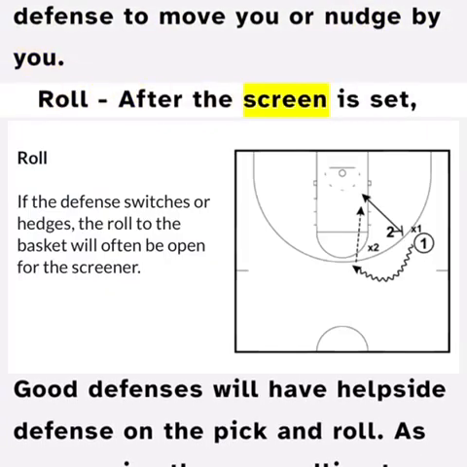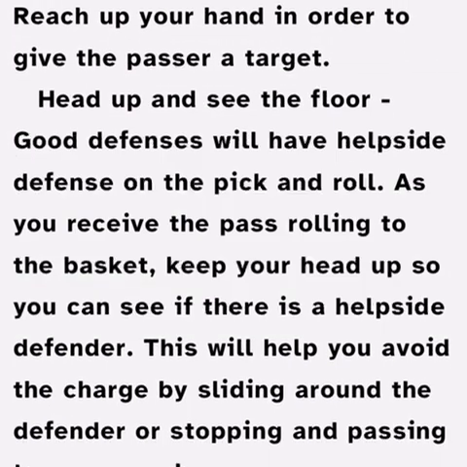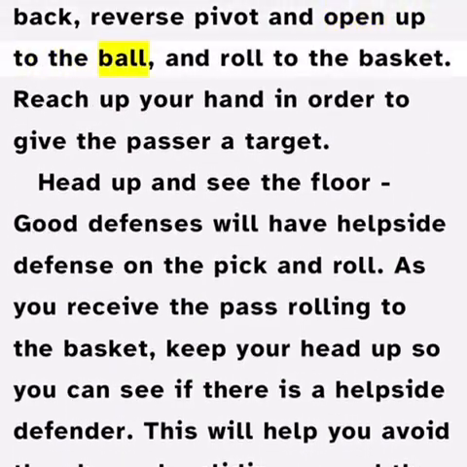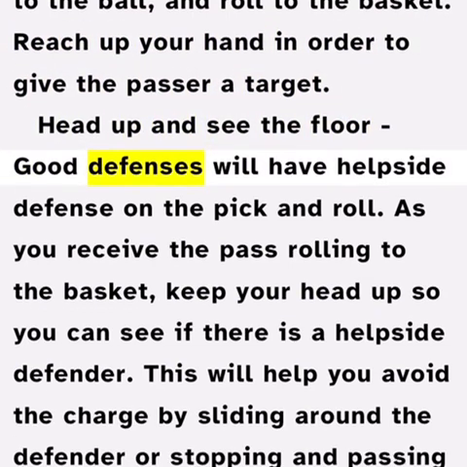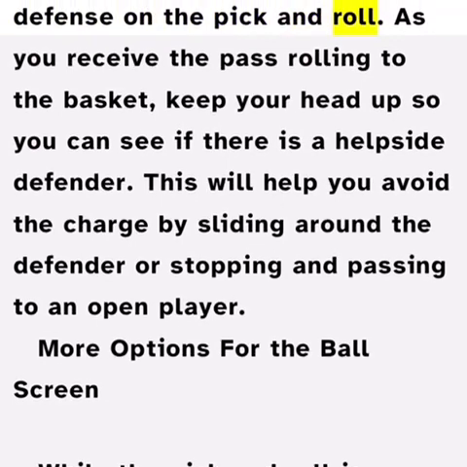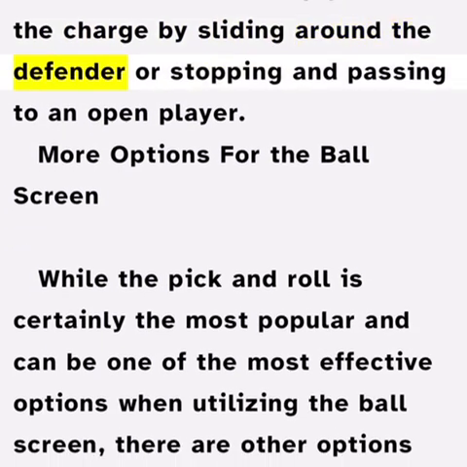Roll. After the screen is set, try to pin the defender on your back, reverse pivot and open up to the ball, and roll to the basket. Reach up your hand in order to give the passer a target. Head up and see the floor. Good defenses will have help side defense on the pick and roll. As you receive the pass rolling to the basket, keep your head up so you can see if there is a help side defender. This will help you avoid the charge by sliding around the defender or stopping and passing to an open player.